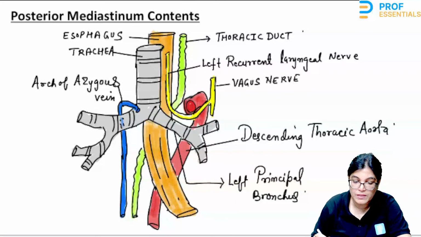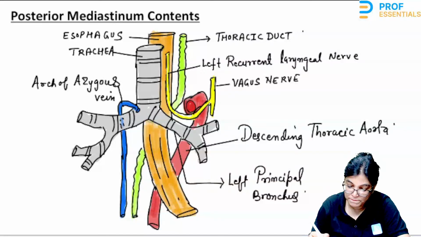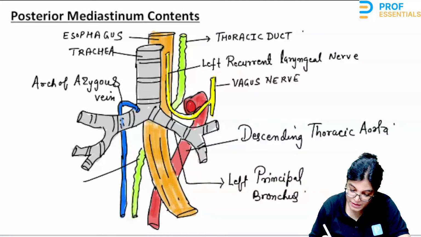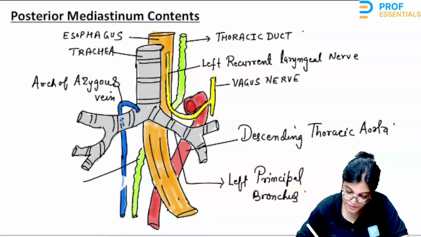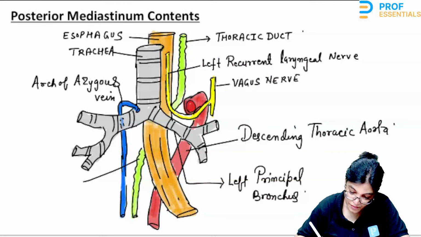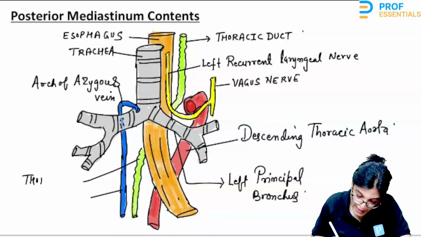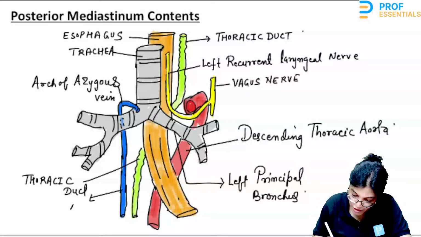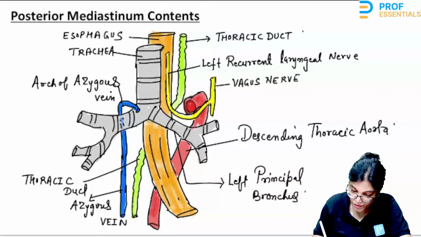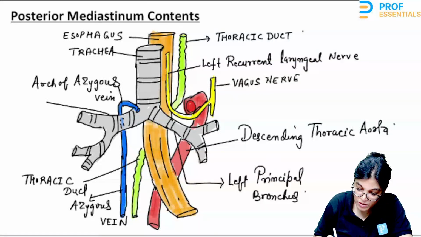This is the right principal bronchus. This is the azygos vein. This is the thoracic duct, an important content, and this is the azygos vein. This is the left principal bronchus.